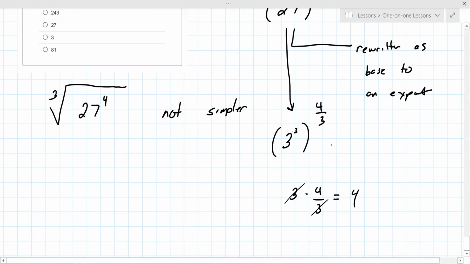So that replaces this one. So this becomes 3 to the 4th. What is 3 to the 4th? 81. 81.